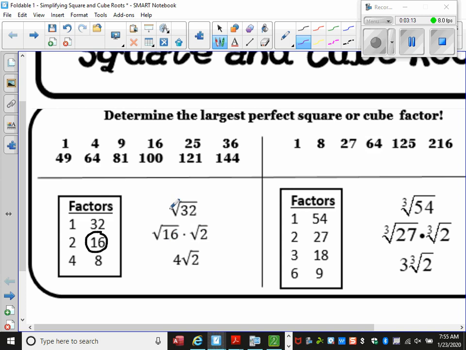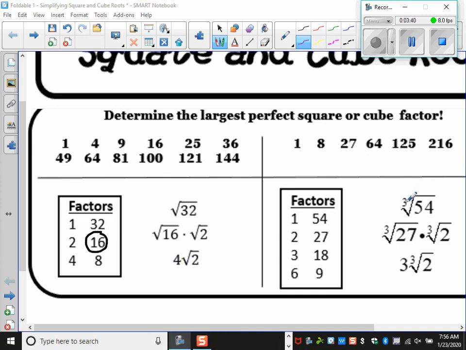So 16 times 2 is 32. Then you would take the square root of 16 out because it is perfect, and that's how you get the 4 on the outside. You're left with 4 rad 2. We're not going to be expressing this as a decimal. We're going to leave it in simplified radical form.